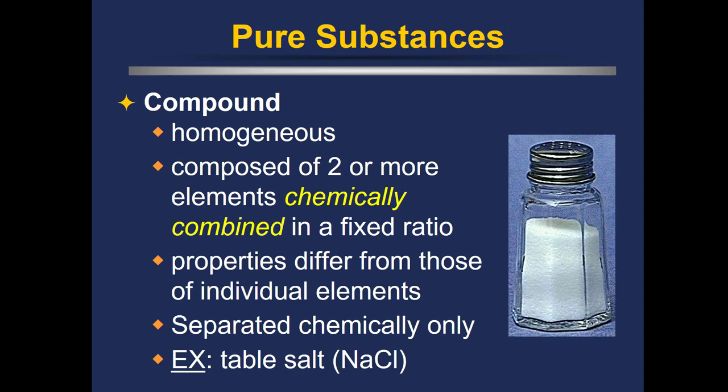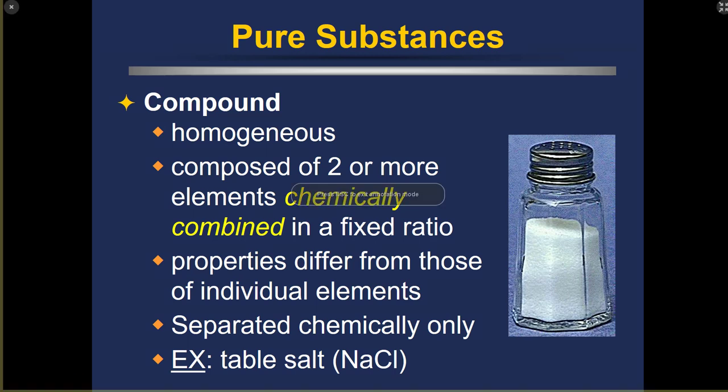Let's now talk about compounds. So compounds are also pure substances, just like elements. They are homogeneous. What makes a compound is we have 2 or more elements chemically combined, and they are combined in a fixed ratio. And when you look at how they're combined, they will have properties different from their individual atoms. A good example of this is table salt, sodium chloride, right here.